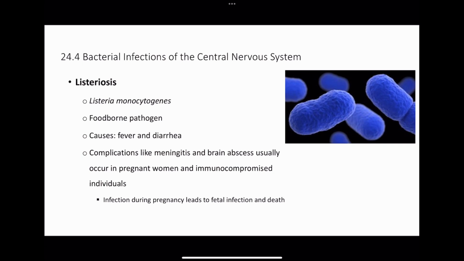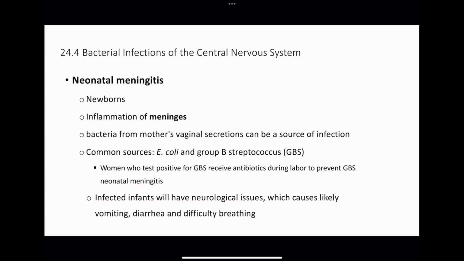The CDC estimates that each year, 1,600 people are infected and 260 people die of listeriosis. Complications like meningitis and brain abscess usually occur in pregnant women and immunocompromised individuals. Infection during pregnancy often leads to fetal infection and death.